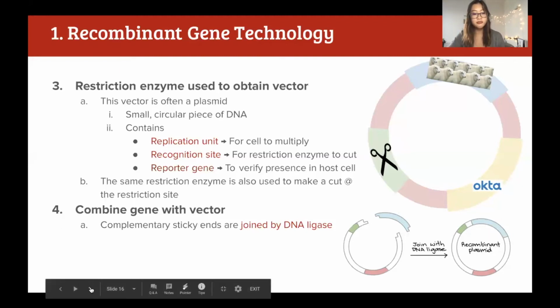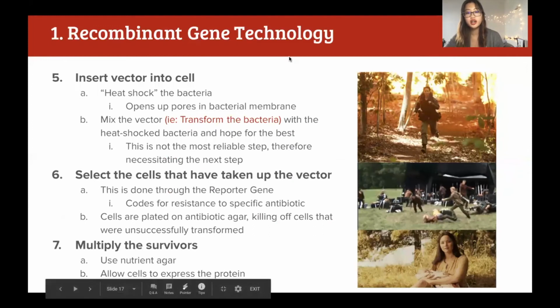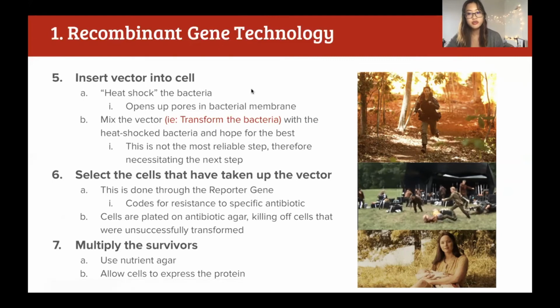So that's when we need some safety measures. These safety measures are going to come in a bit later. But what happens first is that we need to insert the vector into this cell. So we have to heat shock the bacteria. As you can see, this is heat, and it's also quite a shock. What heat shocking the bacteria really does is to open up pores in the bacterial membrane to allow the recombinant vector to really get into the bacteria.